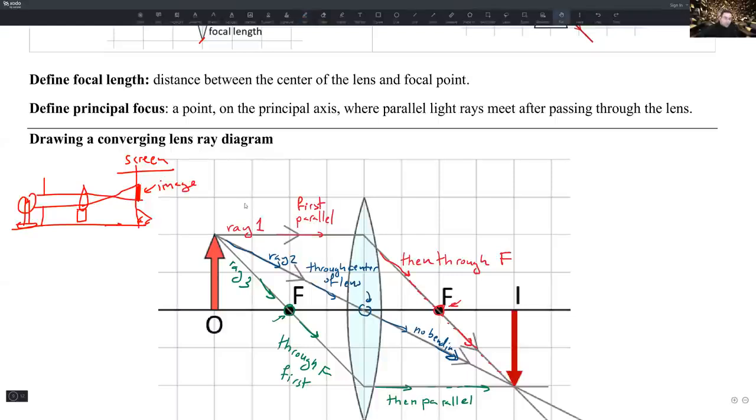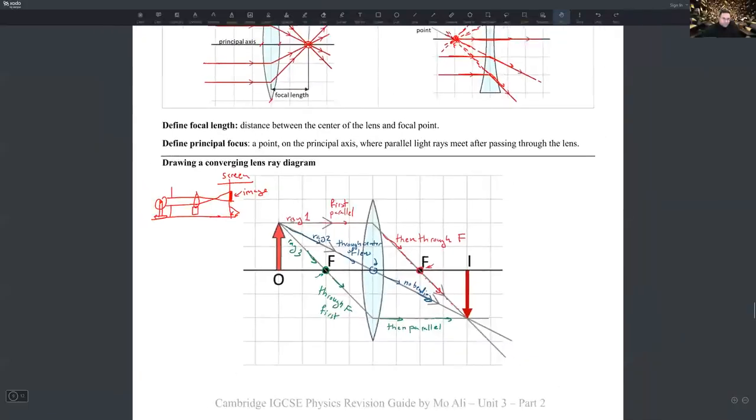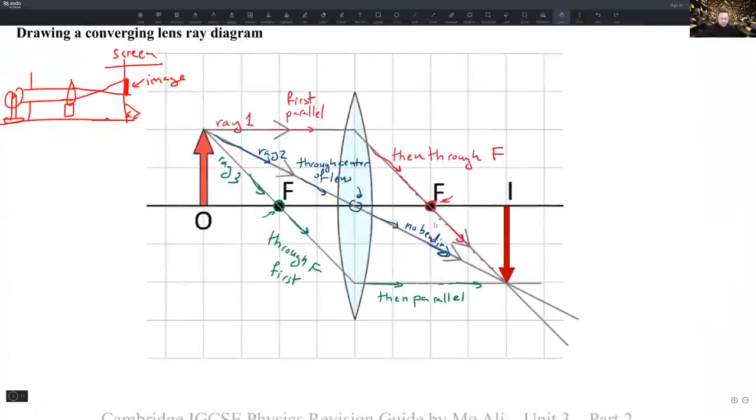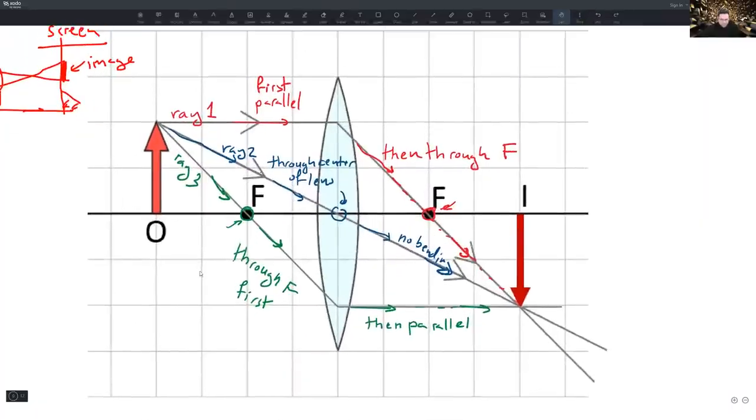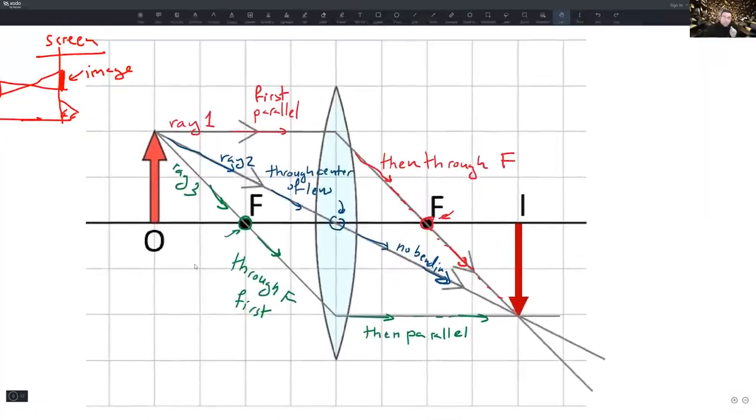How do we find out where the image is? Well, we draw a ray diagram because, of course, it's physics. Come on, we have to draw. In order to find an image, we need 2 light rays.